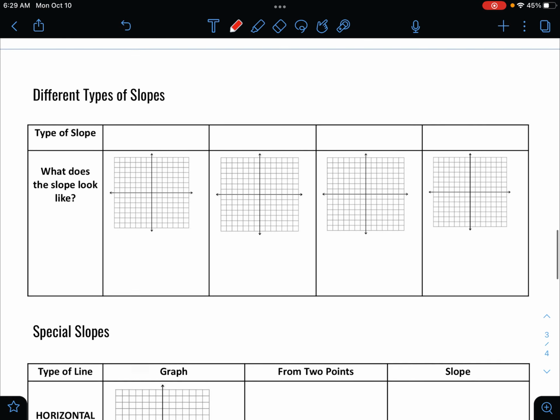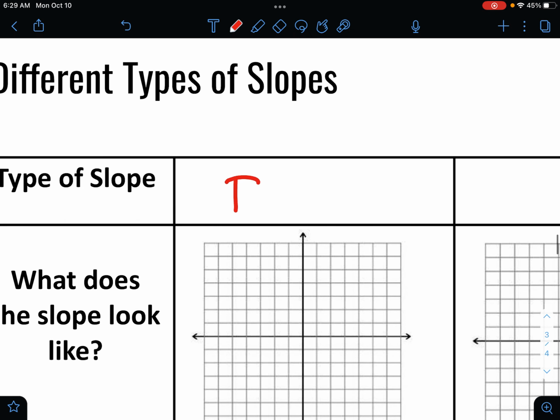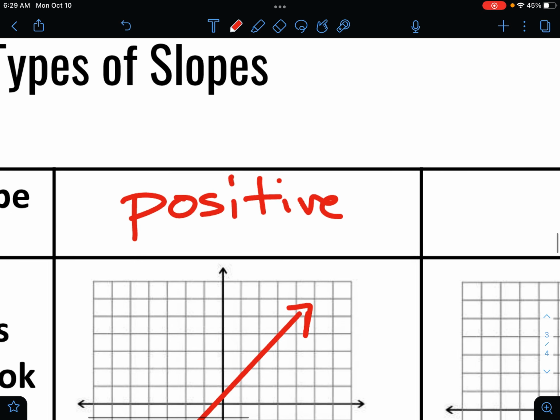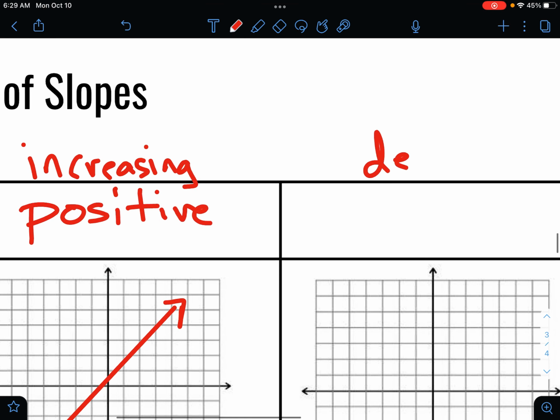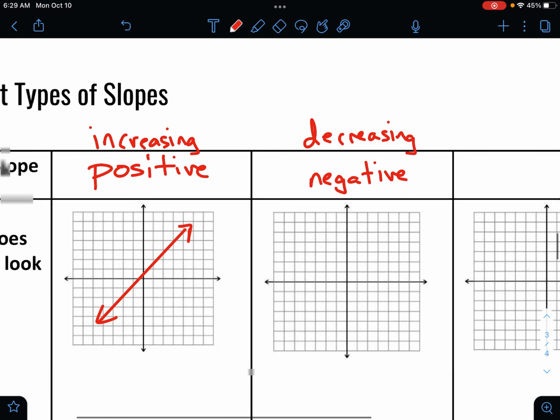Okay, so different types of slopes. You have a couple different, right? First one you have, of course, is a positive slope. It looks like this, where it goes from left to right and goes in an increasing fashion. So we could say positive or we could say increasing. Okay, just like last week. Next one we would say is decreasing, and that's a negative slope. Looks like this.